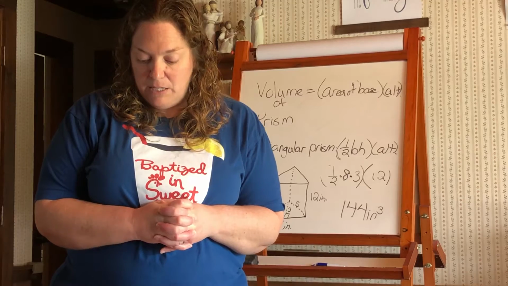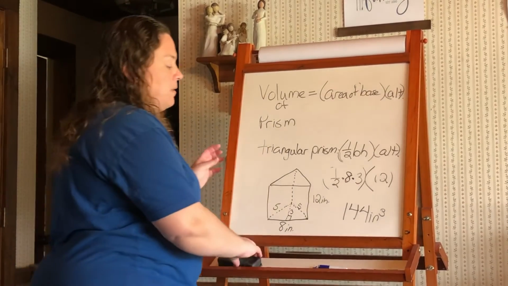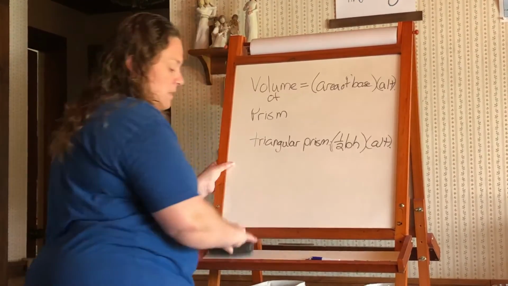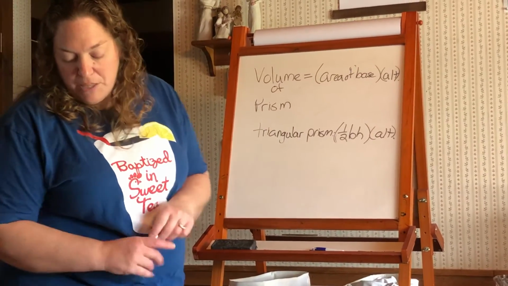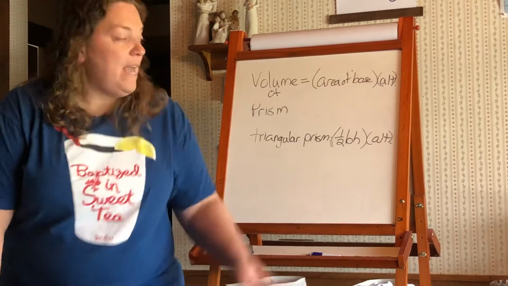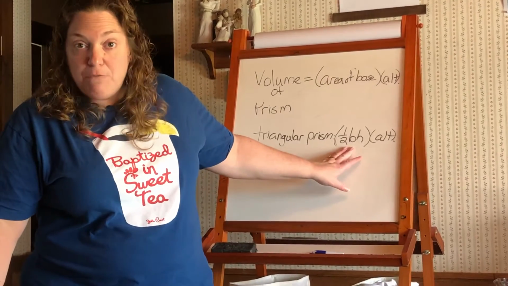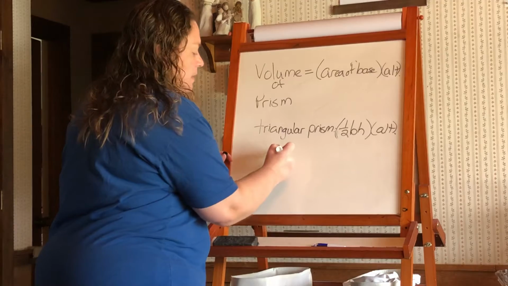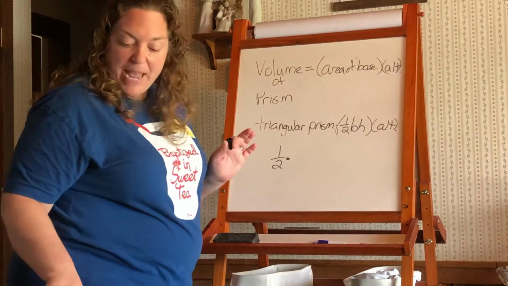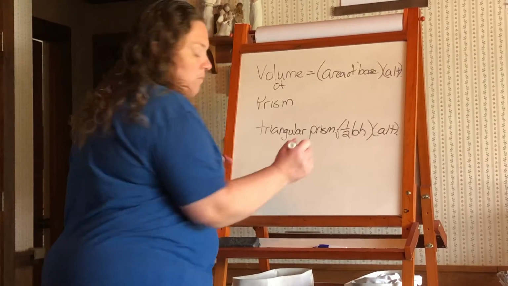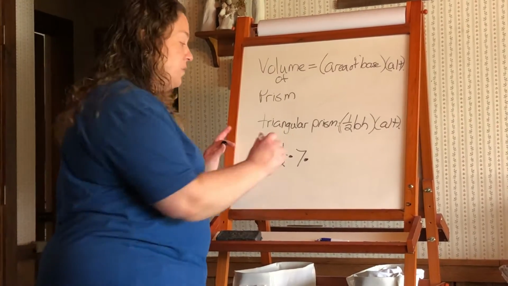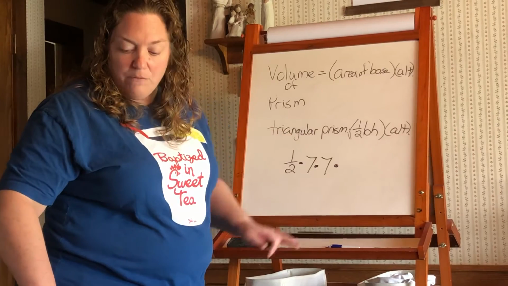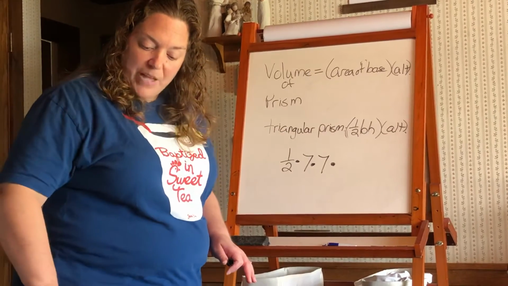All right, letter C. Let's do letter C real quick. It's just like this problem we did here, except the measurements are different. So we'll just fill in those measurements. Look at that picture. The base, see that triangle at the base? We have to figure out the area of the base. 1/2 base of the triangle times height of the triangle. So it's 1/2. And we see that the length of the base of that triangle is 7. And we see that the height of that triangle is also 7. And now this altitude means the altitude of the whole prism up to the top. And that's 14.